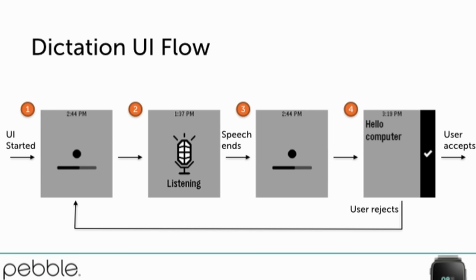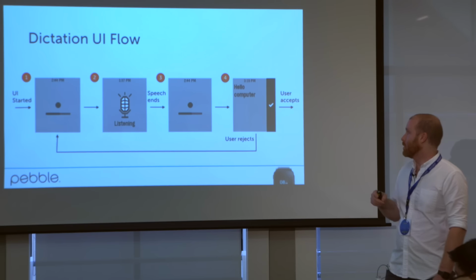And broken down, we spawn the UI. You might see a loading bar. We have to ping the phone, and the phone sets up a session with Nuance, so there's a little bit of delay there. Then the user starts speaking. Number 2, at the end of speech, you might see another loading bar. That is us getting the data from the cloud recognizer. And then we show the transcription window at the end.